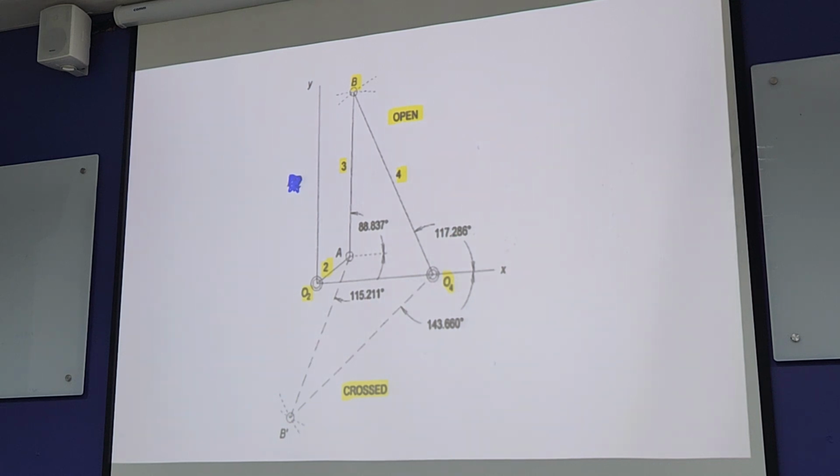So is it necessary to draw the cross position? This is just for this example. In exams you will not be asked like this. This is the beginning. No, you have a lot of time.